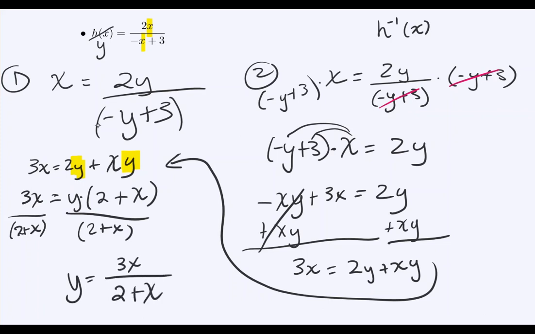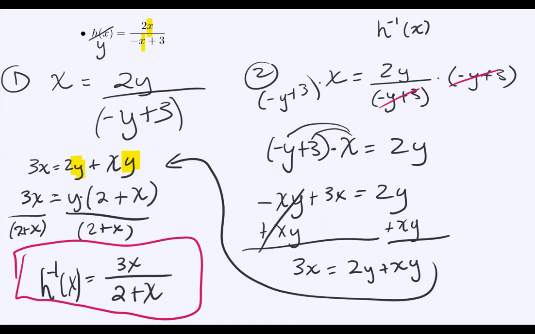Now, of course, y is our stand-in for what we solve for, our h inverse of x. So we'd say h inverse of x is 3x over 2 plus x.